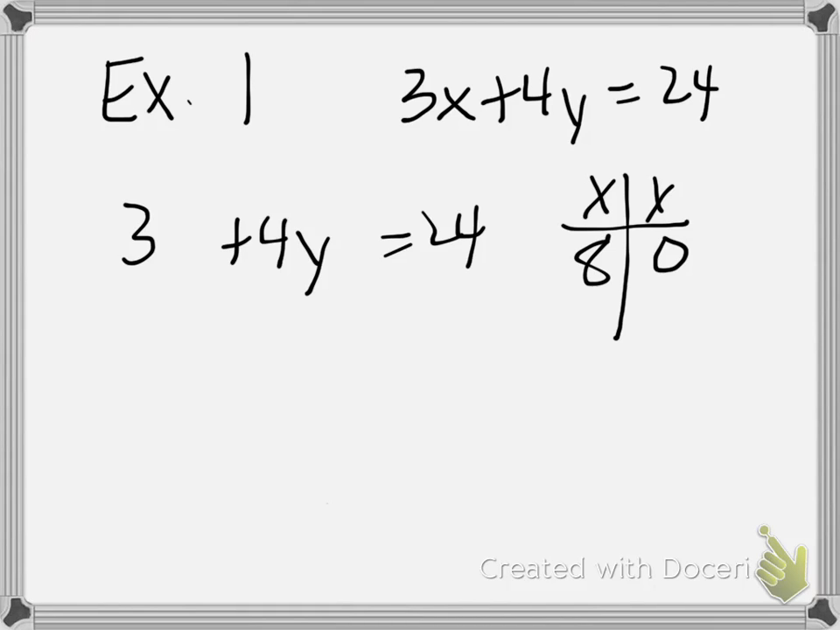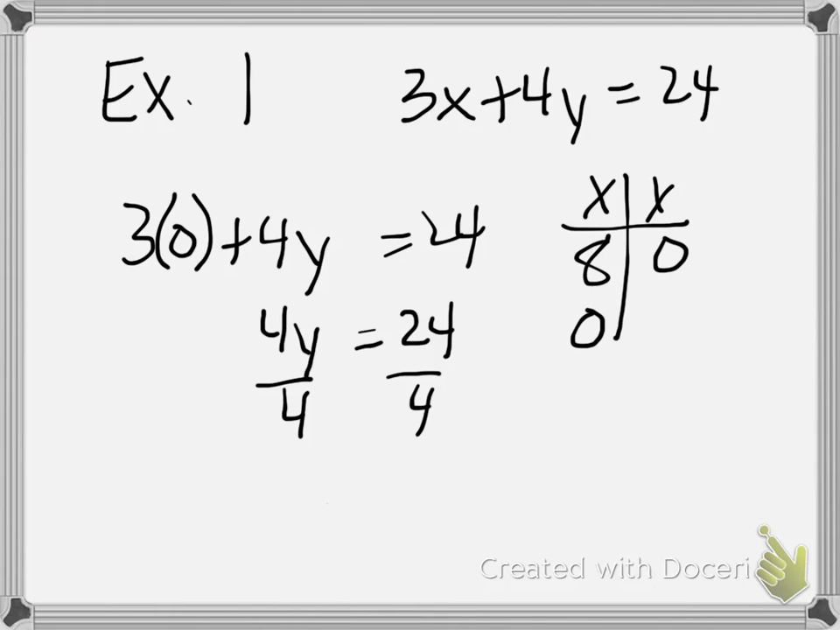Now if we want to find our y-intercept, we're going to do the exact same thing. We're going to plug in 0 for x and get our y-intercept. So 3 times 0 is 0, which leaves us with 4y equals 24. We divide by 4 and we get y equals 6. So our x-intercept would be 8 in this case, and our y-intercept would be 6.